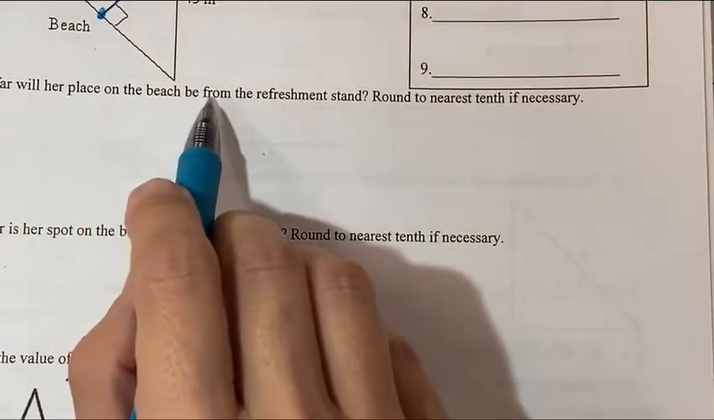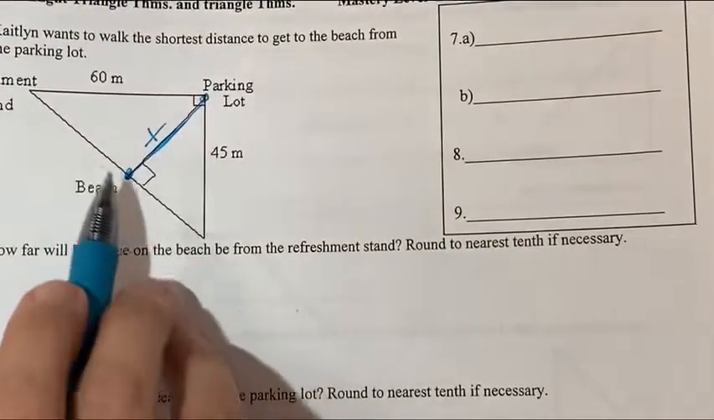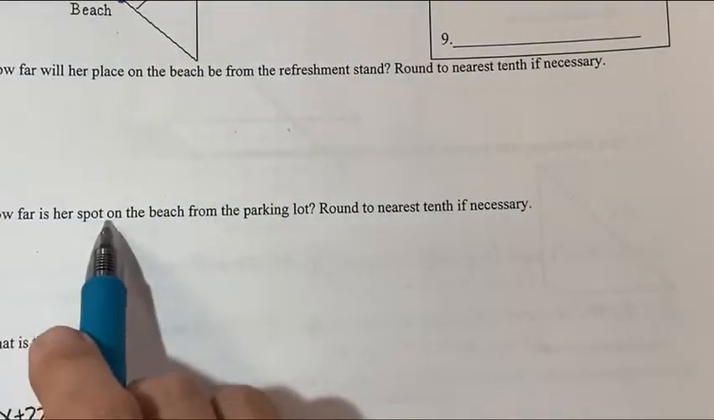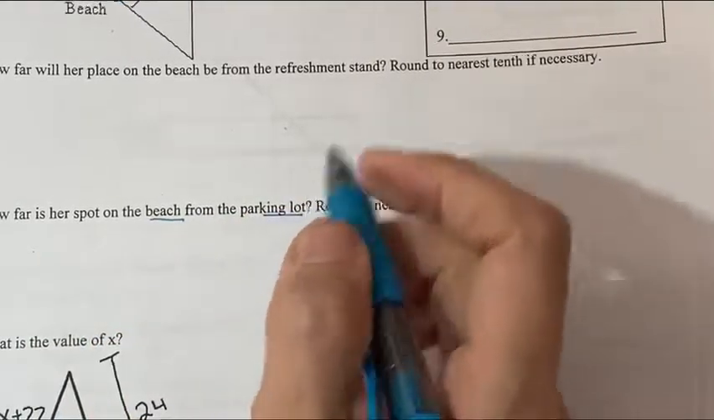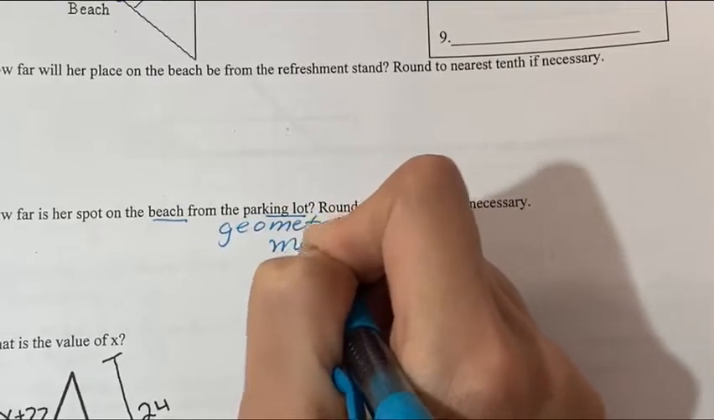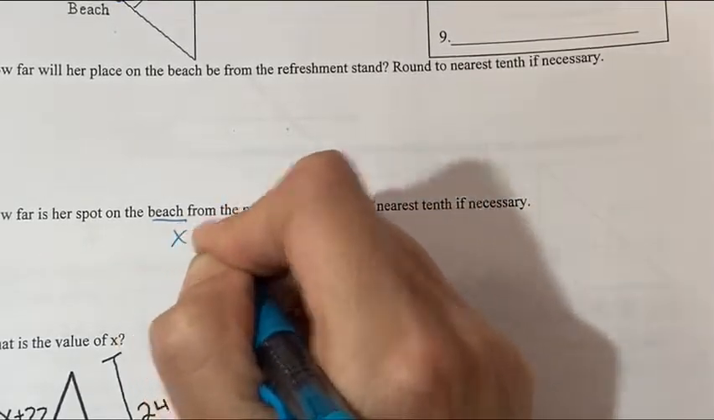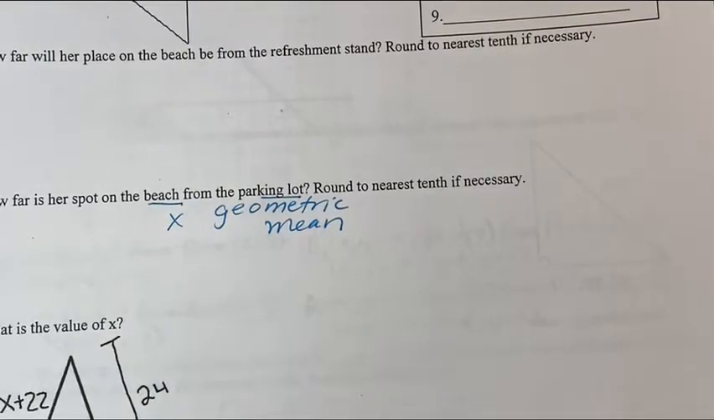How far will her place on the beach be from the refreshment stand? So that's actually asking for this one, so we might need to solve this one first. How far is her spot on the beach from the parking lot? That's our geometric mean, isn't it? So usually we like to solve that one first. We also think of it as our altitude.